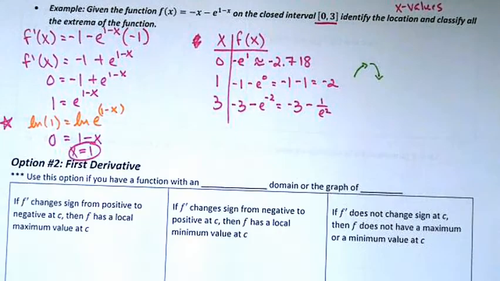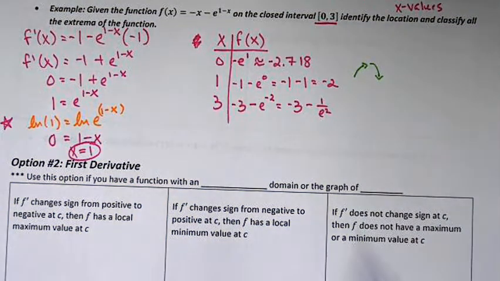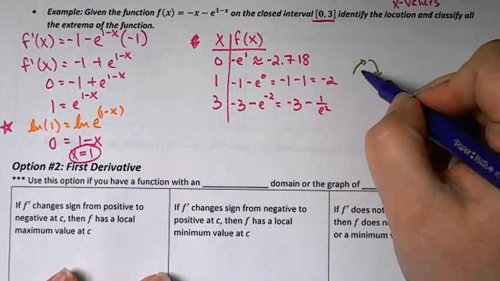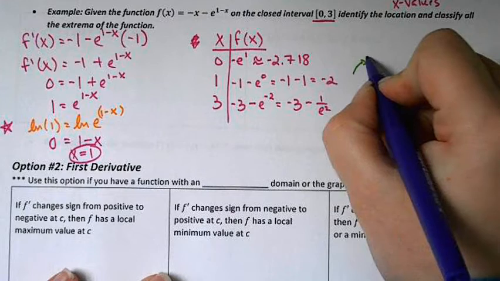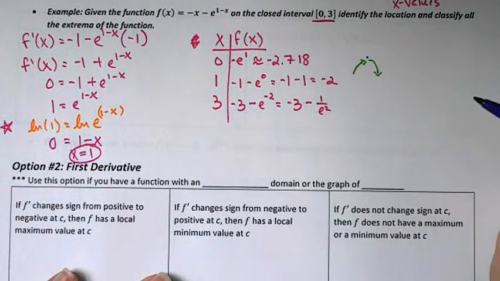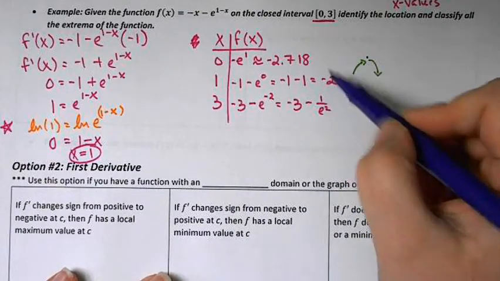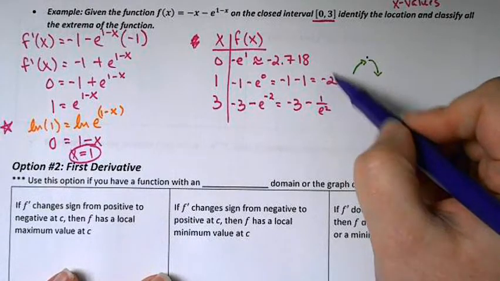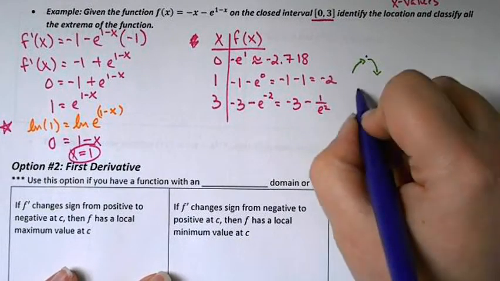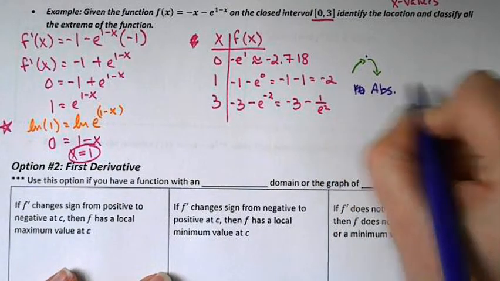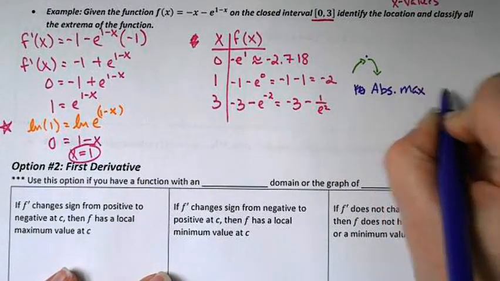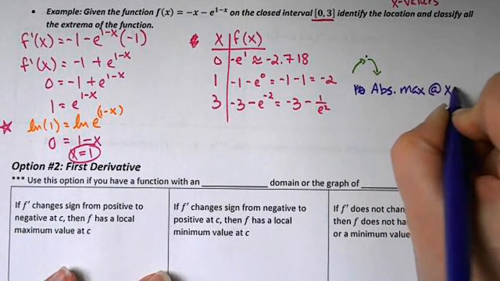Okay? That means then that at x equals 1, I must have a maximum. Look at what we just drew right here. We went from increasing to decreasing. That means at that point, that has to be a maximum. And that's actually the highest that we go on this entire interval, which means we have an absolute max at x equals 1.